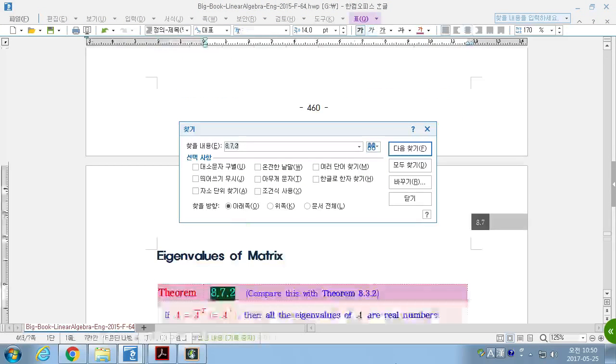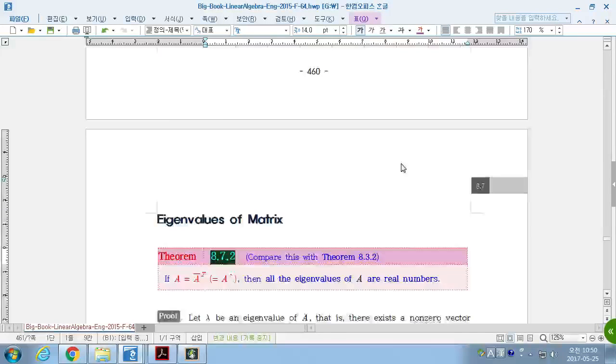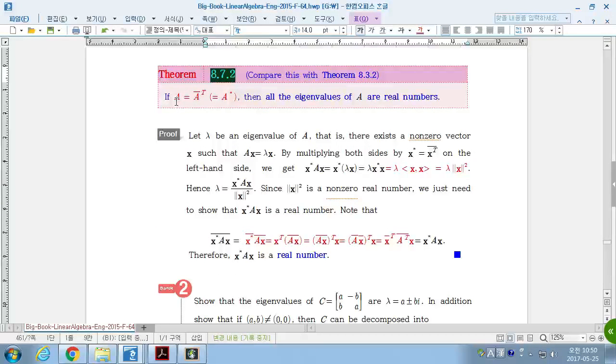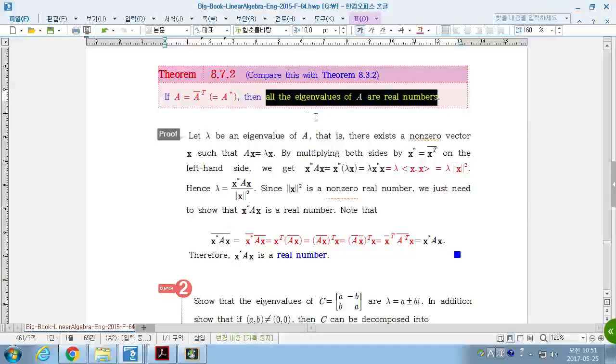Theorem 8.7.2 here. If A is equal to A transpose, if symmetric, or if A is a complex matrix and its complex conjugate transpose is equal to A. So this proof is much clearer and easier. If you have a real matrix, then A is equal to A transpose, and also A conjugate transpose is the same as A. In that case, all the eigenvalues of A are real numbers.